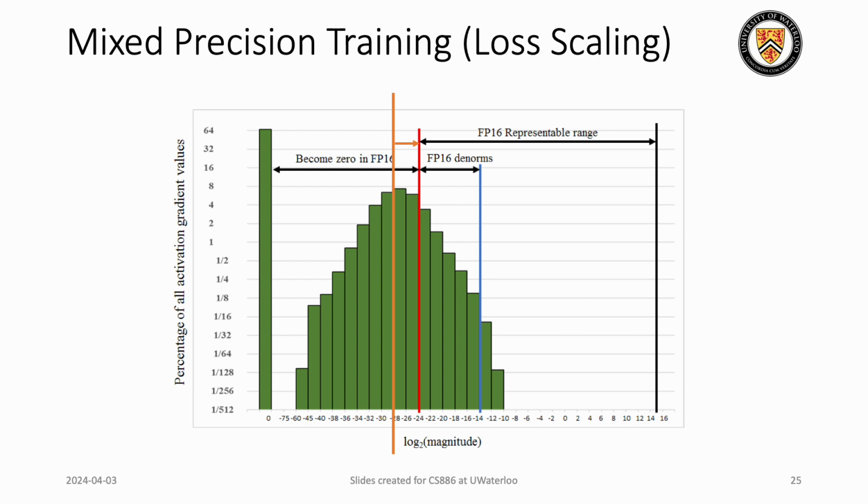So you scale the loss a little bit depending on the kind of model you're using. So you move this part that becomes 0 in FP16 from this red line to this orange line by scaling all the gradients. And the easiest way to scale all the gradients is to just scale the loss. You multiply the loss by like 2 power 4 here. And in other situations, it's 2 power 8 or 2 power 10.